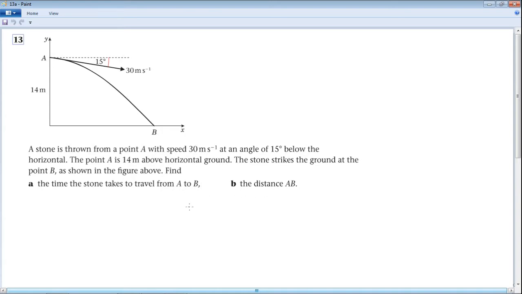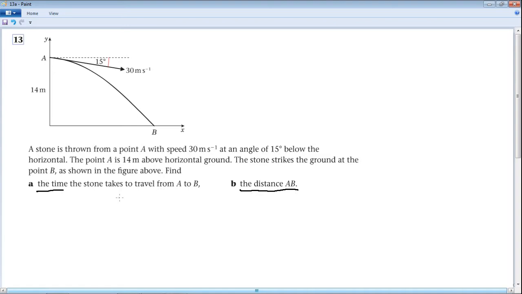As we can see, this question has two parts. The first part asks us to find the time that the stone has taken to travel from A to B, and the second part asks us to find the distance.